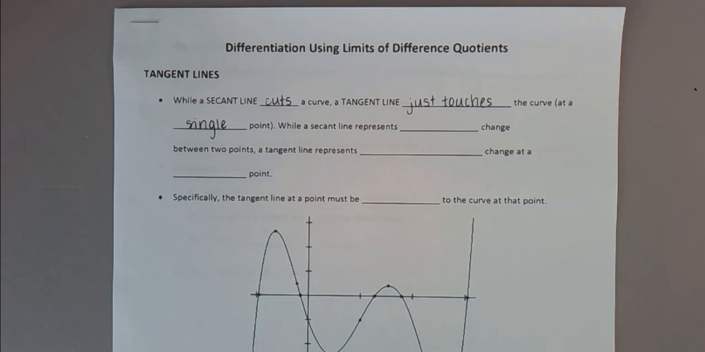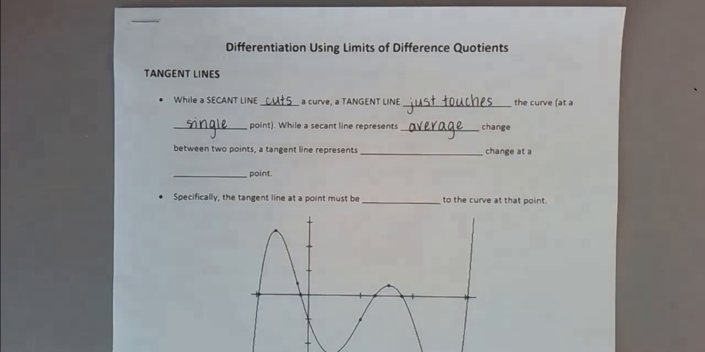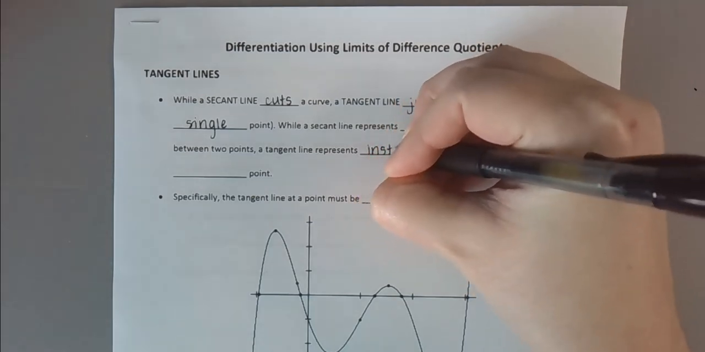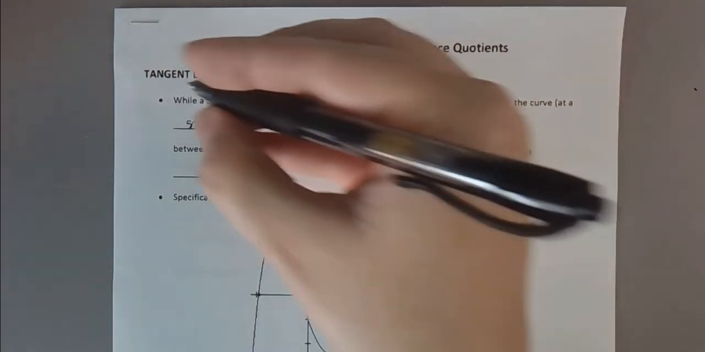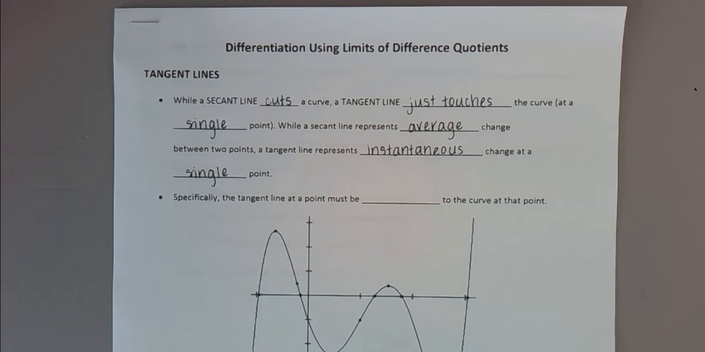Now while a secant line represents average change, the average rate of change between those two function values as we transition from one x value to another, a tangent line represents instantaneous change at that single point. So if we were to zoom in infinitely close and look at that single point, just as you enter that point and just as you exit and move to another point, if you were to look at the change at that single point at an infinitely small level, that's the idea of what the tangent line represents. It represents instantaneous change at that single point on the curve, not between two points, but just at that one point.